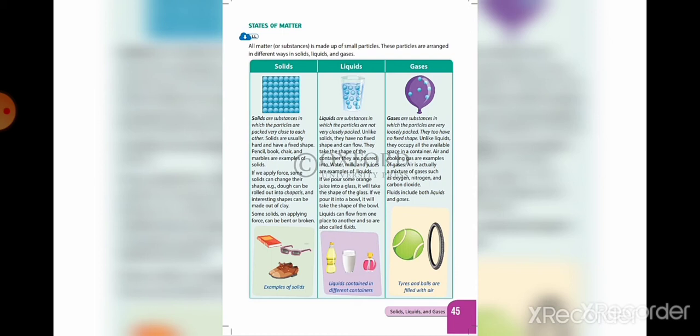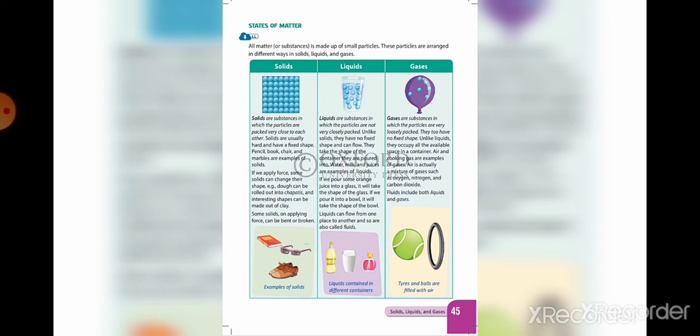Now let us see what gases are. Gases are substances in which the particles are very loosely packed. So in solids, they are very close to each other, very tightly packed. But in liquids, it is not very closely packed, it has some space between. Whereas in gases, it is very loosely packed. There is a lot of space between two particles.